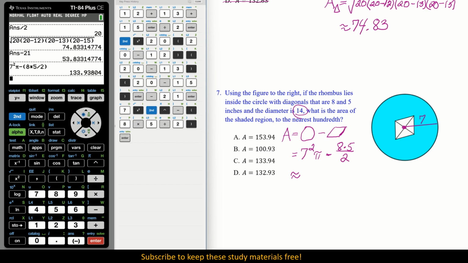And do we have a taker? Yes, we do. 133 right there. Okay, right. I'll write that in if it makes you feel better. 133.94. And it does round to 94.